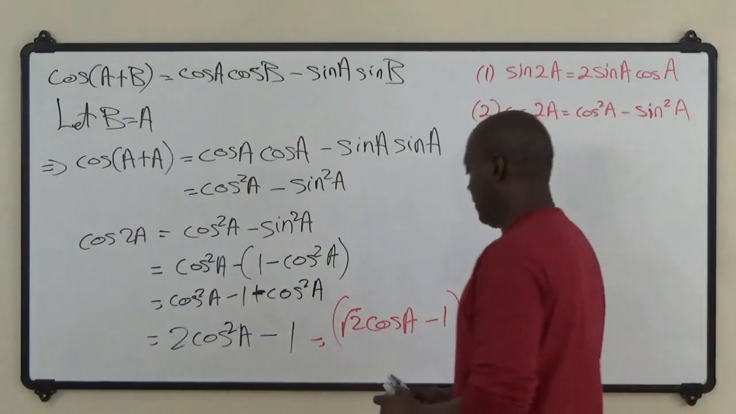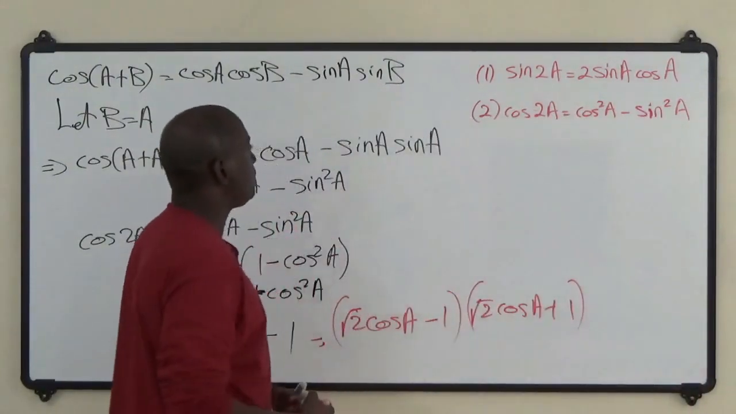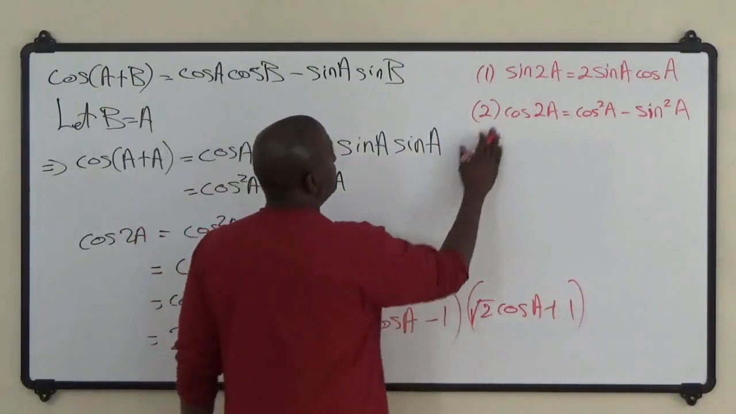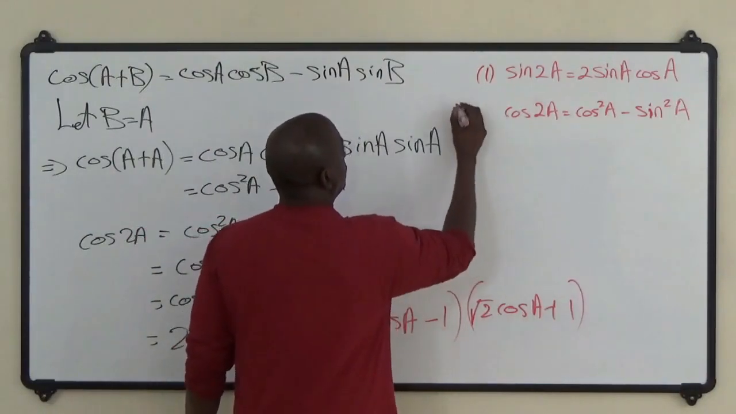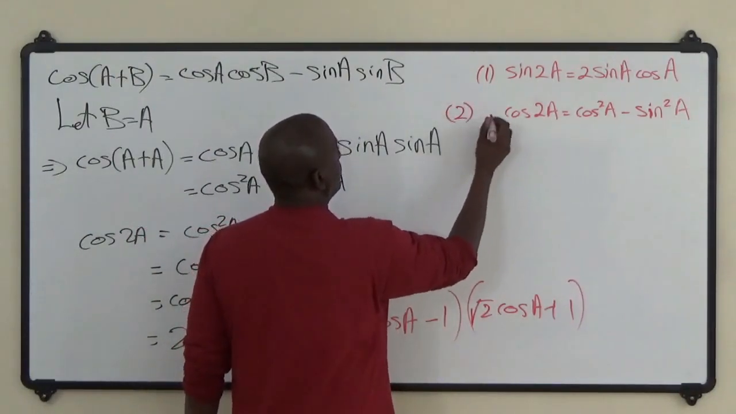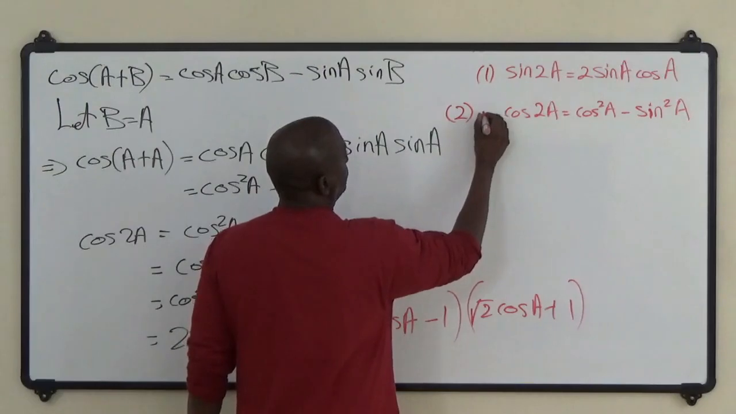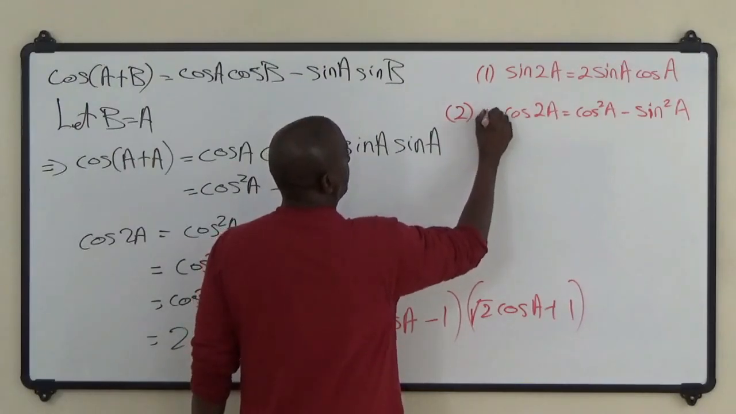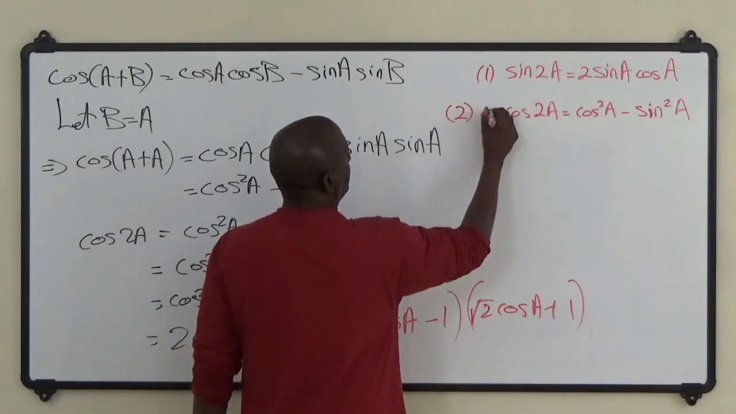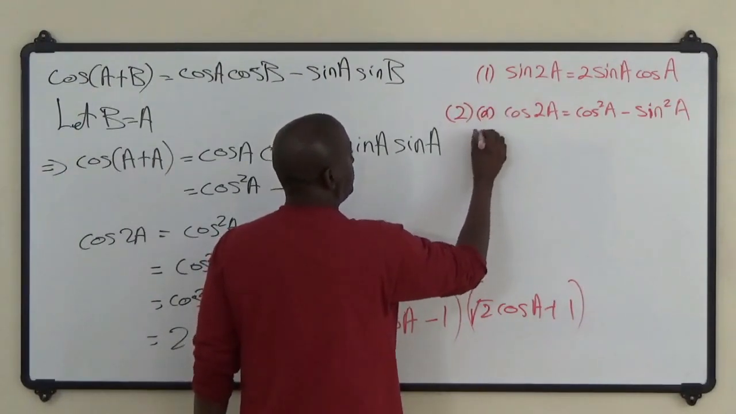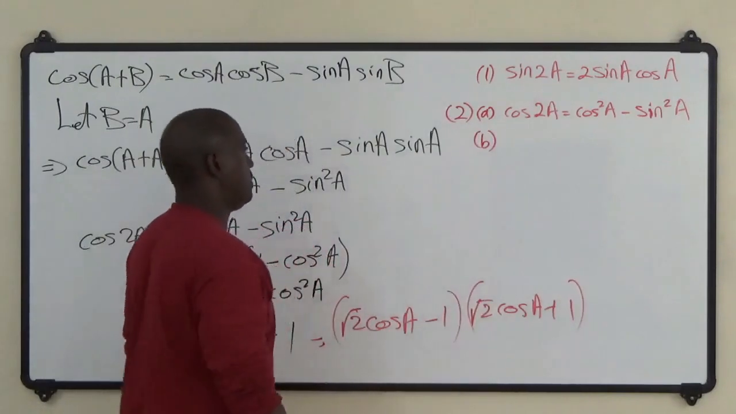All right? Right. So we have our, let me call it 2a. Yeah, let me say 2a. And let me say 2b. 2b, right?